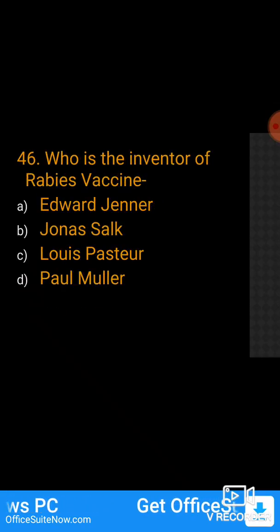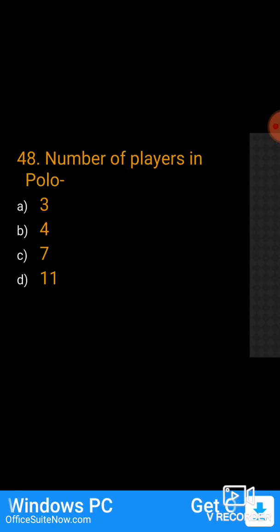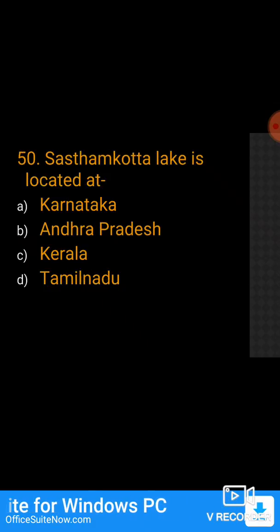46th question is who is the inventor of rabies vaccine, so correct option is C part, answer is Louis Pasteur. 47th question is currency of Italy is, so correct option is A part, answer is lira. 48th question is number of players in polo, so correct option is B part, answer is 4. 49th question is national sports of Sri Lanka is, so correct option is B part, answer is volleyball. 50th question is Sastham Kotta Lake is located at, so correct option is C part, answer is Kerala.